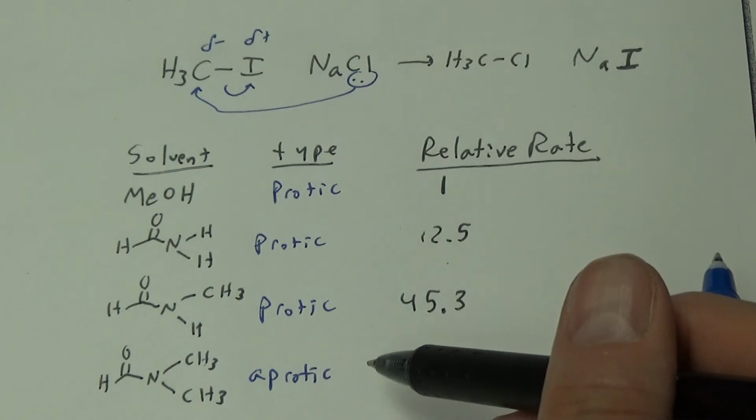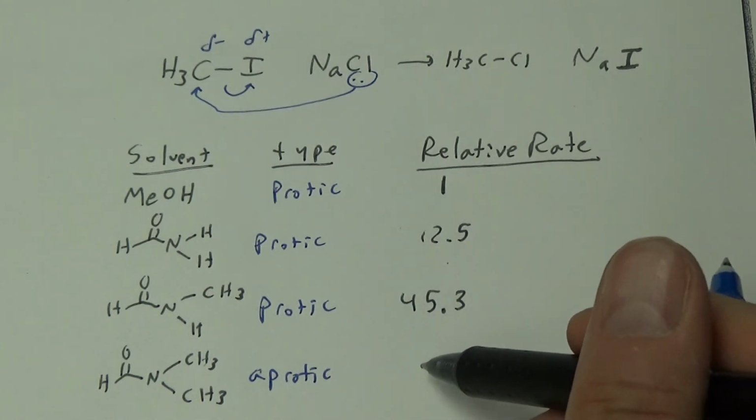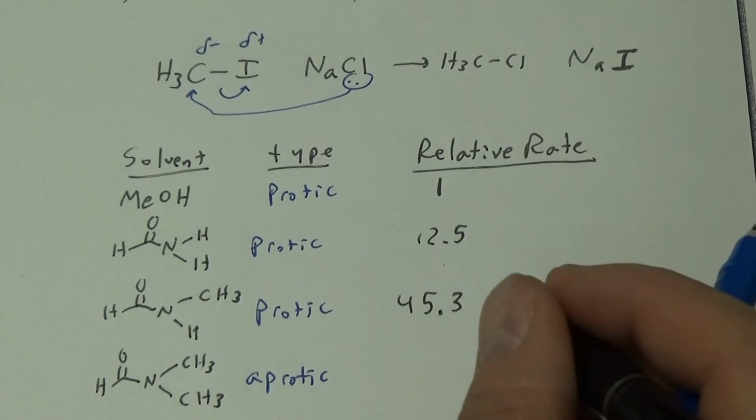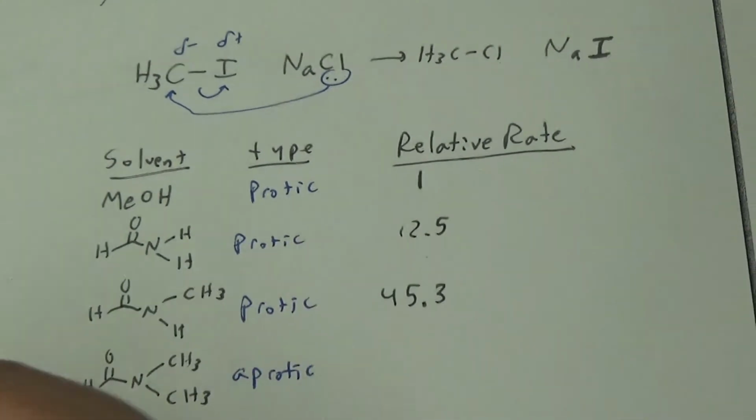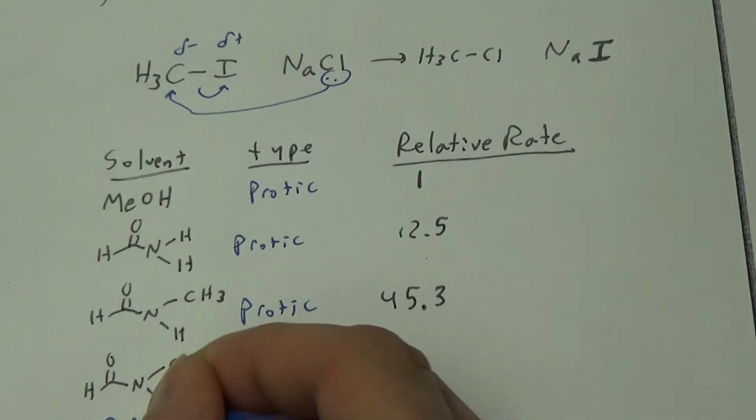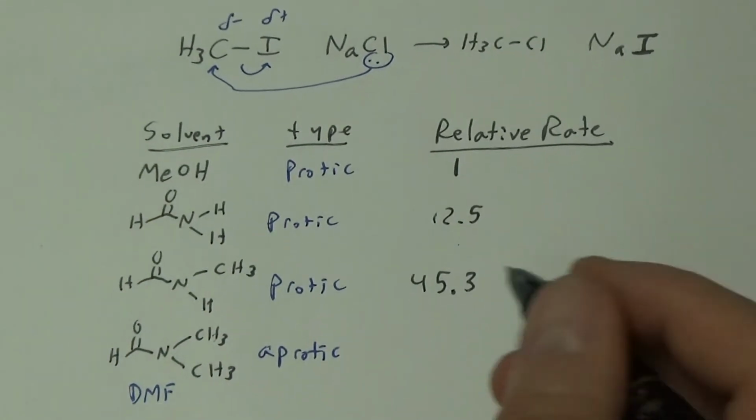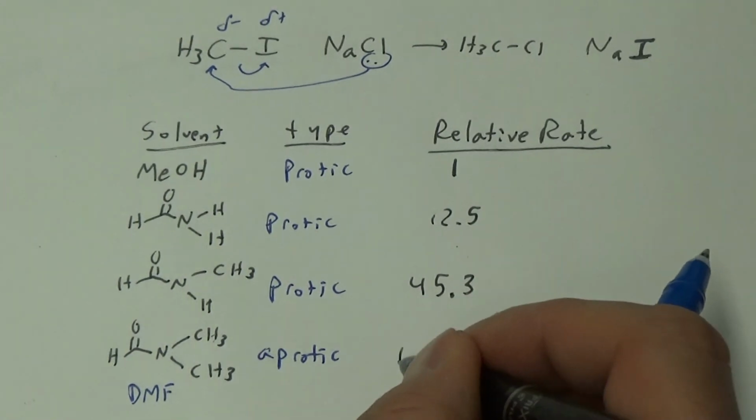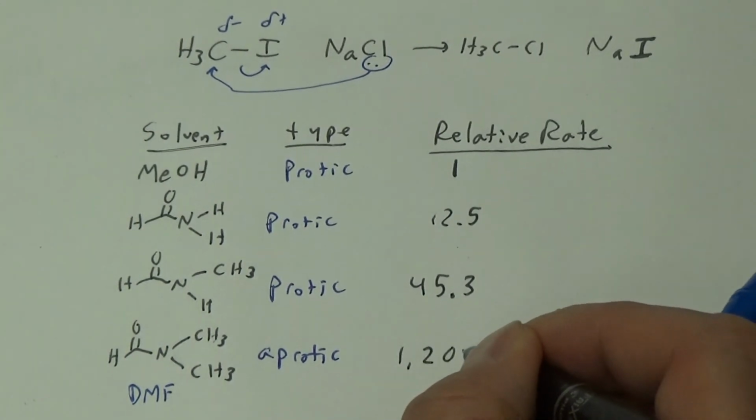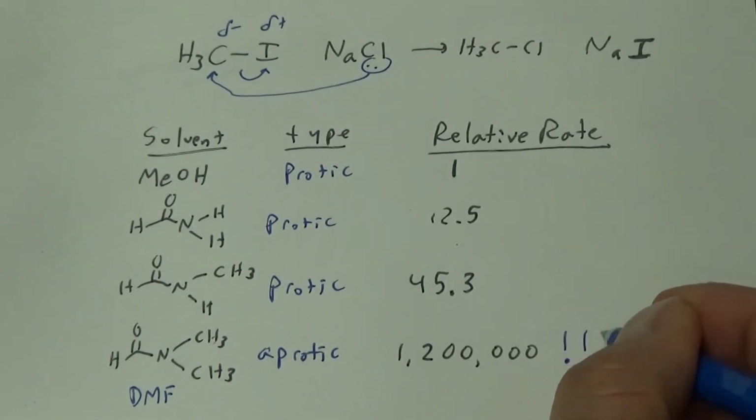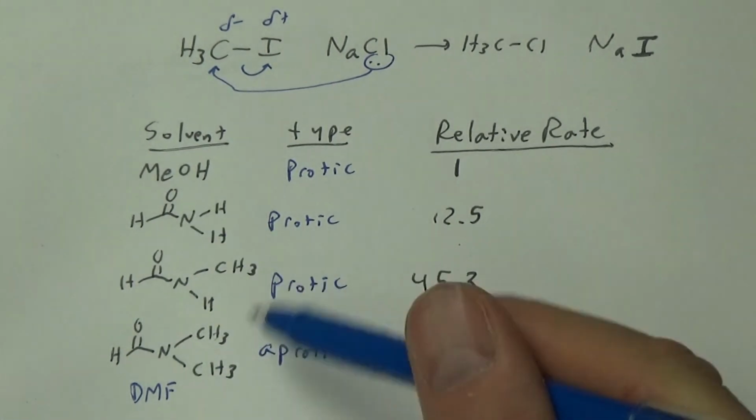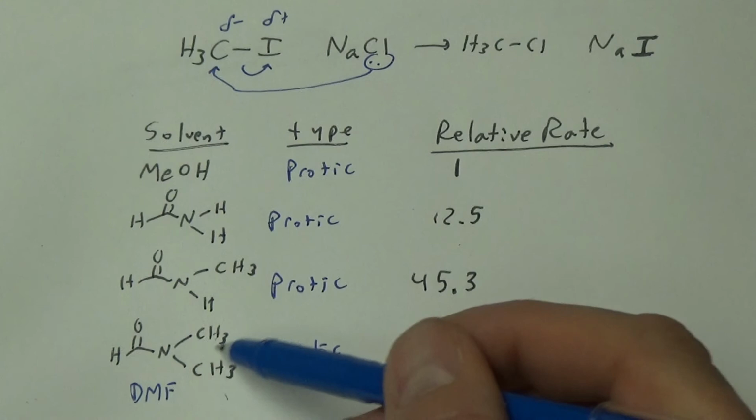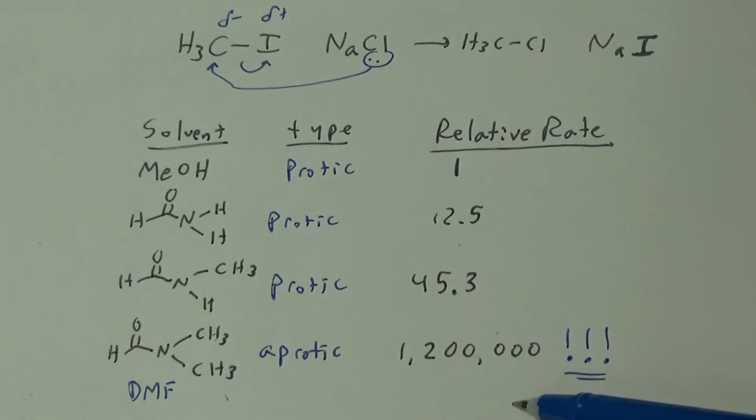The question is, is it just a little bit faster? I don't know, it's like 100 or 200. I don't know. What do you think? So the relative rate of DMF, dimethyl formamide, is, ready for it? It's 1.2 million times faster. So that's a significant rate increase by just getting rid of the hydrogen bond donating groups. It's a polar aprotic solvent, and the rate is just ridiculous.